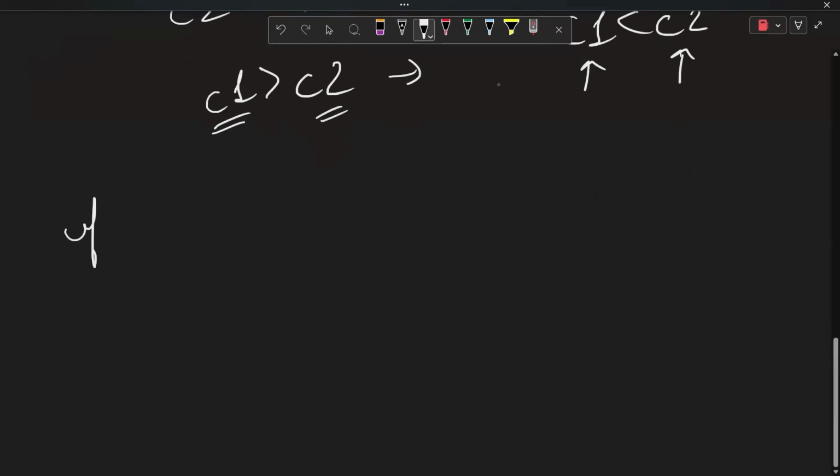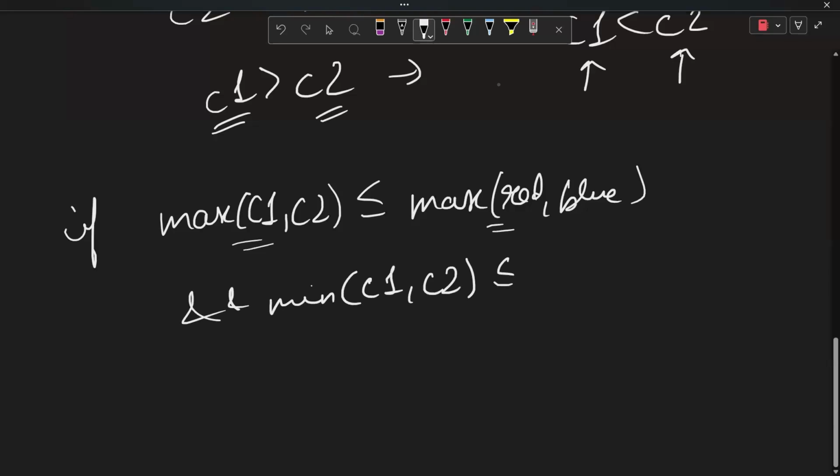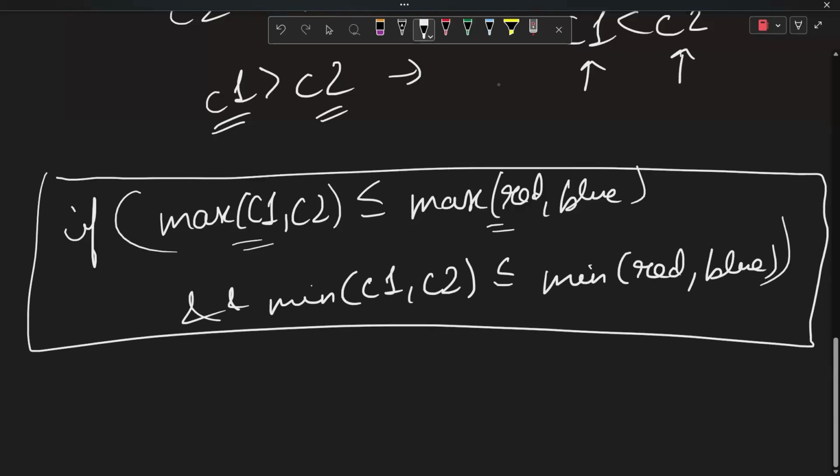So your if condition is basically going to be, you would check the max of C1 comma C2, that should be less than or equal to the max of the number of red balls available and the number of blue balls available. So the max should be less than or equal to the max of this, and the min of C1 and C2 should be less than or equal to the min of red and blue. So if you want to combine both the cases, you can check like this, and in a single case you can just combine.